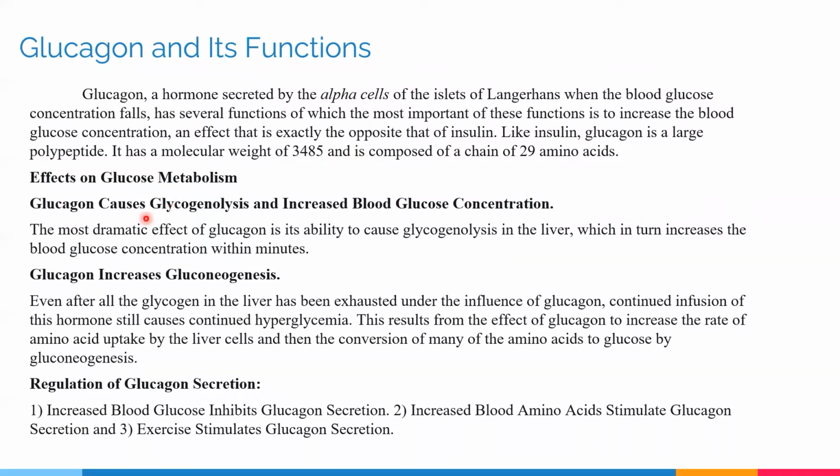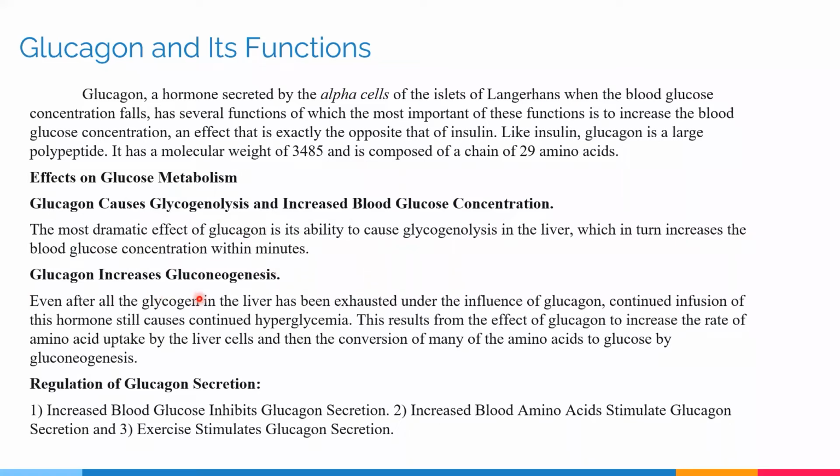Glucagon causes glycogenolysis and increased blood glucose concentration. The most dramatic effect of glucagon is its ability to cause glycogenolysis in the liver, which in turn increases the blood glucose concentration within minutes.